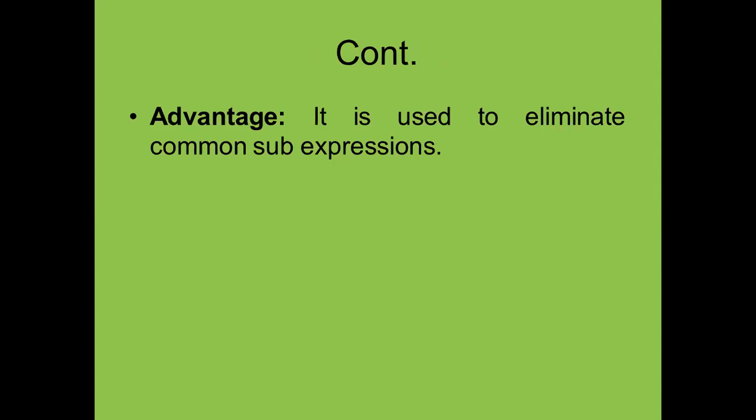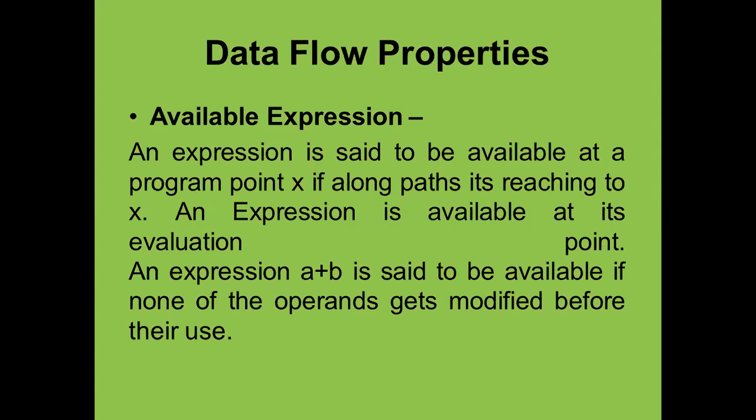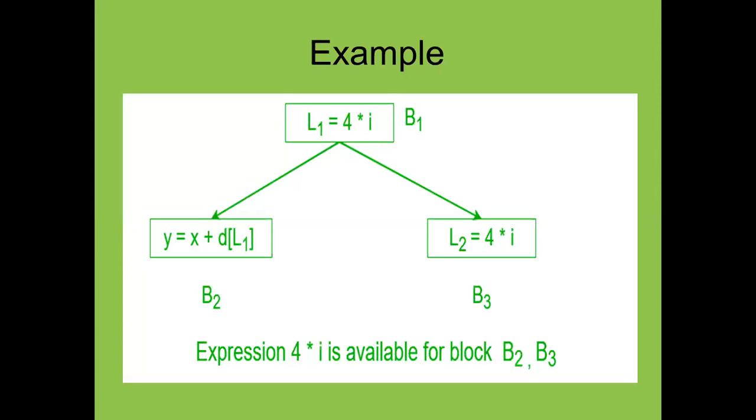Now, what is the advantage of data flow, or we can say the available expression? Now we can say 4 star I is available. So available expression means 4 star I is involved again and again in case of B2, in case of B3. At the initial point it is involved, and again we are involving it at B2 level and B3 level.